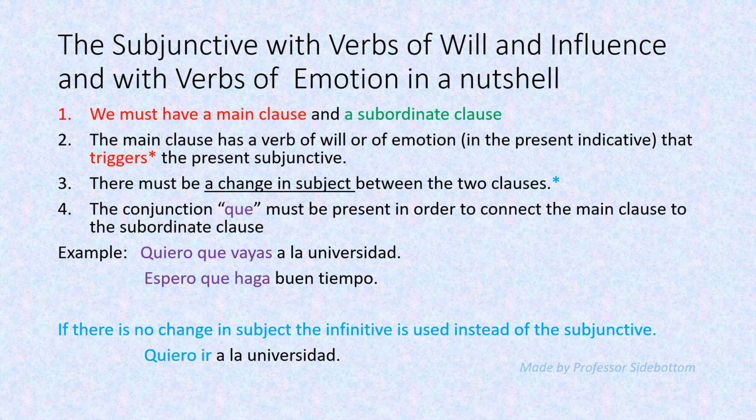Now let's do a short review of the subjunctive with verbs of will and influence and with verbs of emotion. Number one, we must have a main clause and a subordinate clause in order to use the subjunctive. Number two, the main clause has a verb of will or a verb of emotion in the present indicative that will trigger the present subjunctive. Three, there must be a change in subject between the two clauses. And finally, number four, the conjunction que must be present in order to connect the main clause to the subordinate clause. Like in the examples, quiero que vayas a la universidad, I want you to go to the university, or espero que haga buen tiempo, I hope the weather's going to be good.